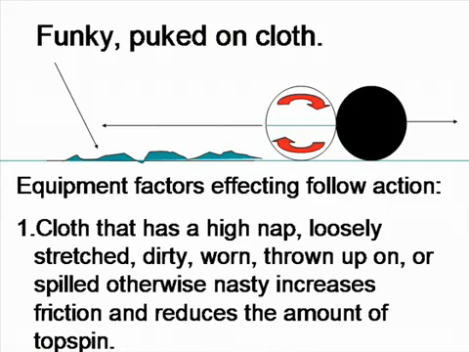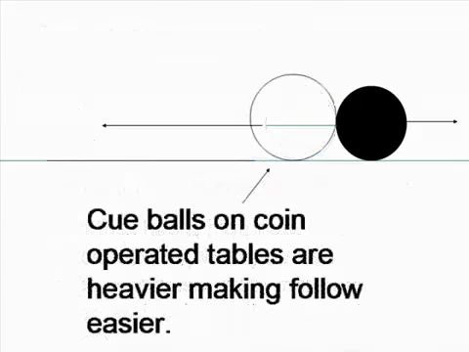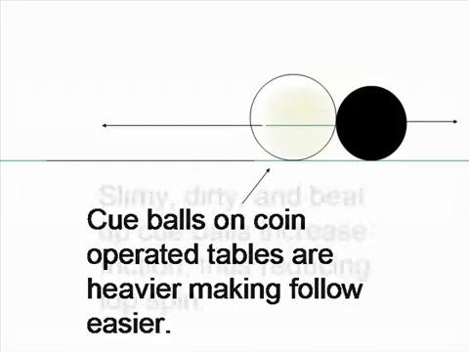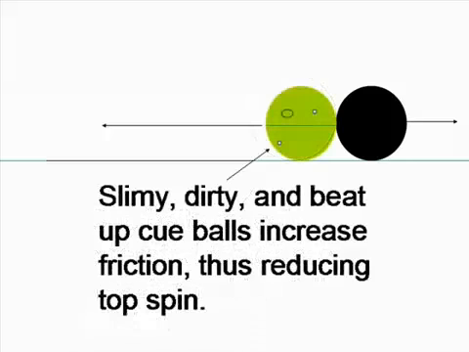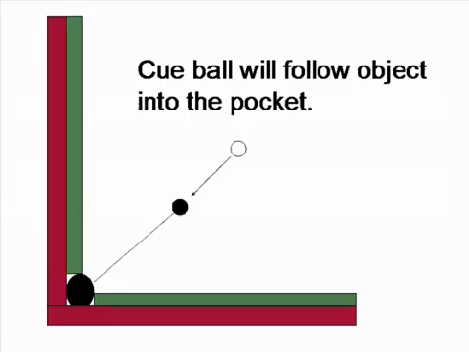Playing cloth that has a high nap, that is loosely stretched, dirty, worn, has stuff spilled on it, or is otherwise nasty, all of these factors increase friction and reduce the amount of topspin. Cue balls on a coin-operated table are heavier, thus making follow easier. Slimy, dirty, and beat-up cue balls increase friction, thus reducing topspin.